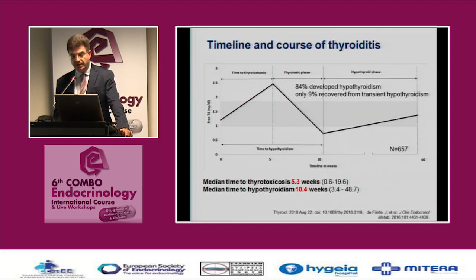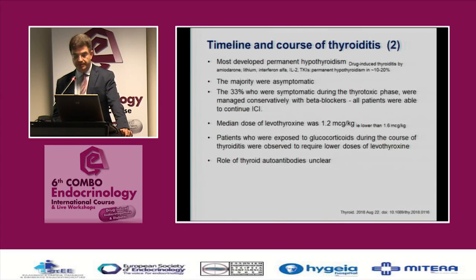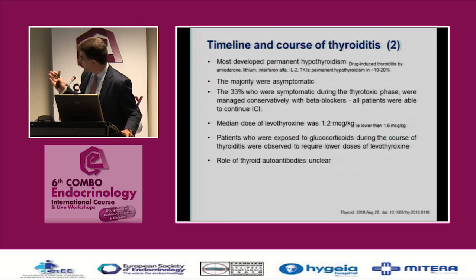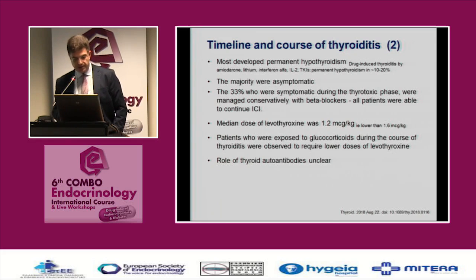84% developed hypothyroidism, and only 9% recovered from this transient hypothyroidism. Apart from that, the authors mentioned that most patients develop permanent hypothyroidism, and this is interesting because drug-induced thyroiditis by other drugs, such as amiodarone, lithium, etc., can cause permanent hypothyroidism in about 10 to 20%, so much less compared to checkpoint inhibitors.